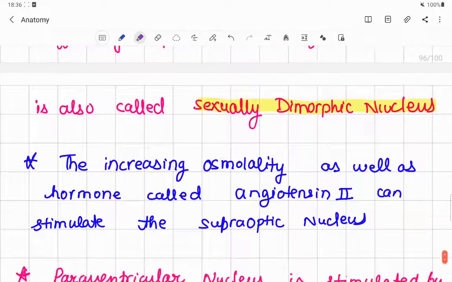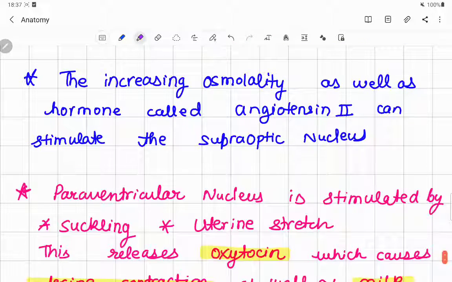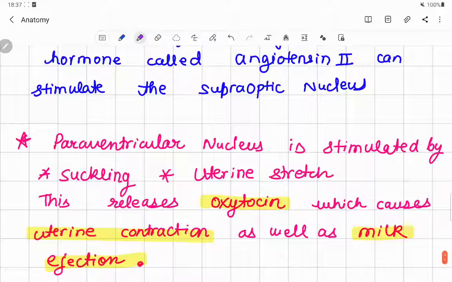So let us look at a little bit of theory. Increasing osmolarity as well as the hormone angiotensin 2 can stimulate the supraoptic nucleus to release vasopressin. We have already talked about this. Angiotensin 2 we see in the renin-angiotensin aldosterone system. That is, the increasing amounts of angiotensin 2 coming from the lungs help in stimulating the release of vasopressin, or the antidiuretic hormone.